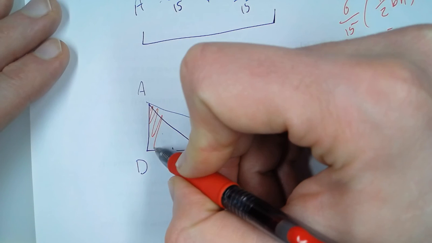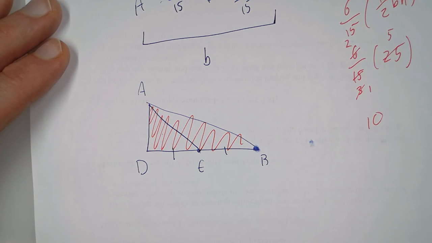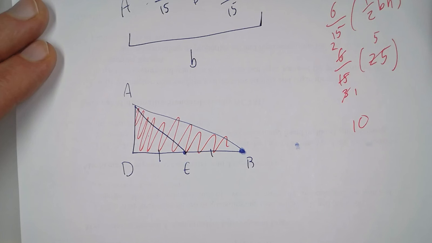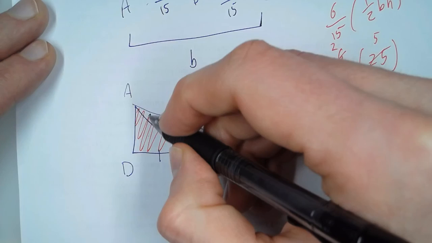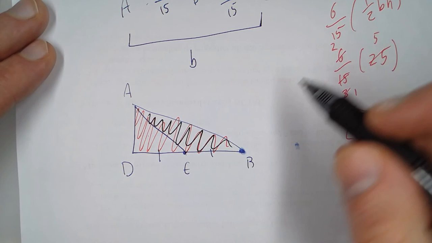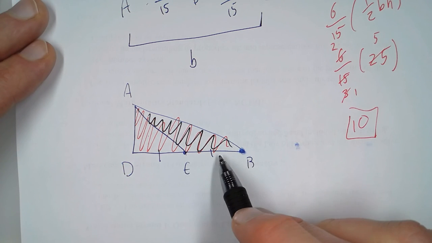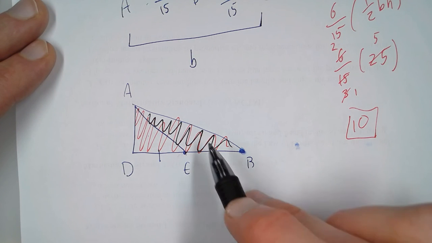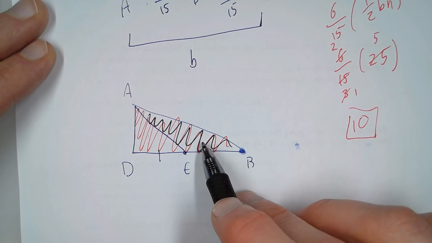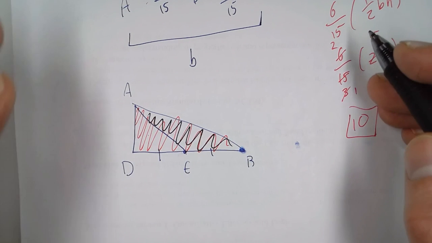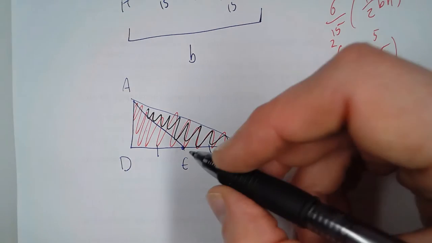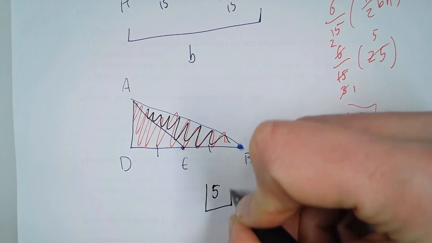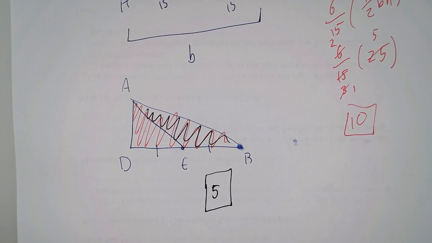Now we already found that this is an area of 10. That's what we found. But what we want to know is what is the area of this? Well, the base of this triangle is half the base of the entire triangle. So that means the area of this triangle has to be half the area of the entire triangle. So that means that our area for this triangle is 5. And there's our answer. And we're done.